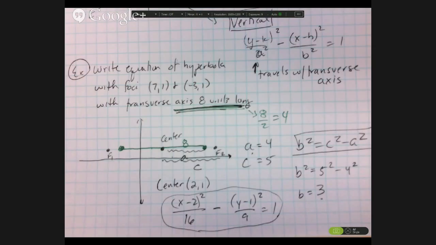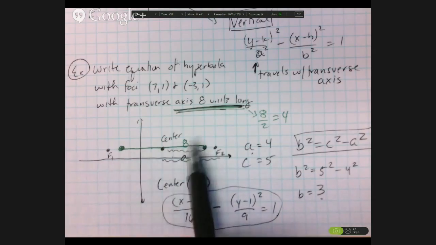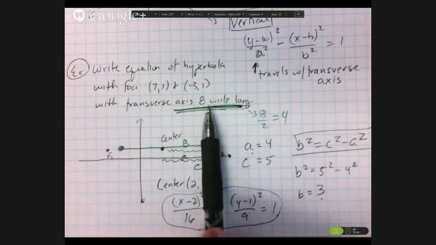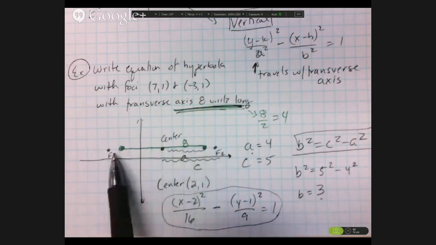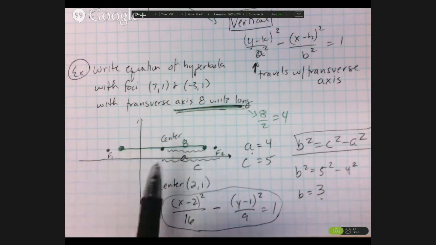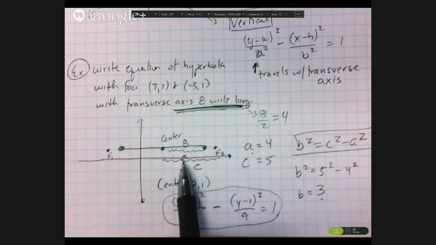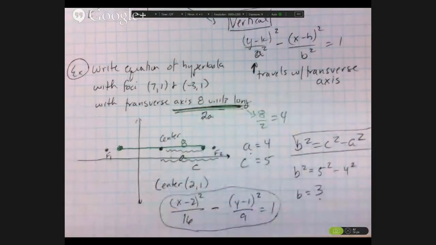How are we doing? What? Oh, the transverse axis is 8 units. You're told that. Okay, that's over 4 and over 4. Yeah, it's 8 units long. So it's 4 units each side of the center. Yep. The transverse axis is 2 times A, if that makes it easier. Okay, so A is 4.